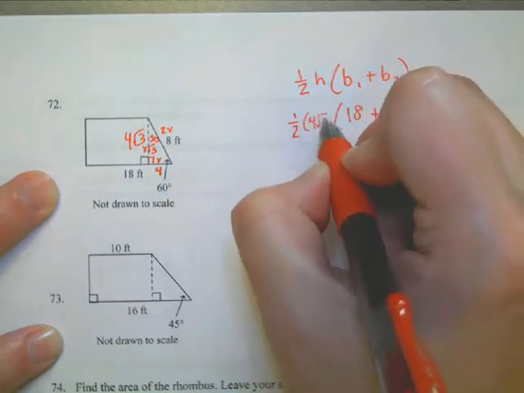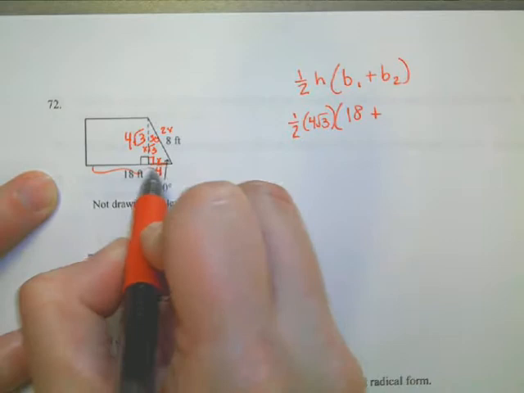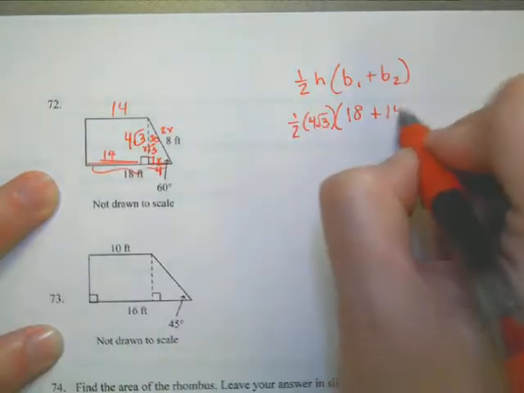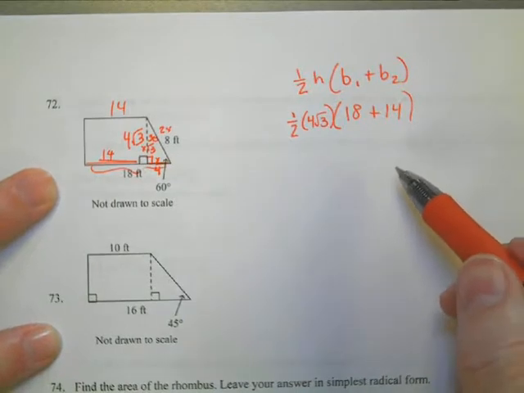So if I know that this piece is 4 and the whole thing is 18, then this piece must be 14, so my other base is 14. So now I have all my pieces in place. And I know I'm talking fast, but I also know that you have the ability to pause this and rewind it and watch it again. So feel free to do that.